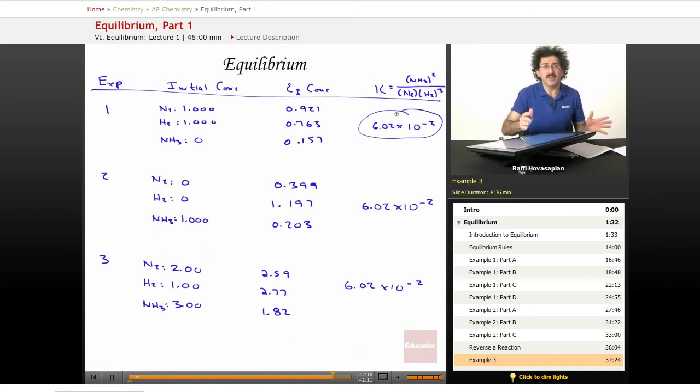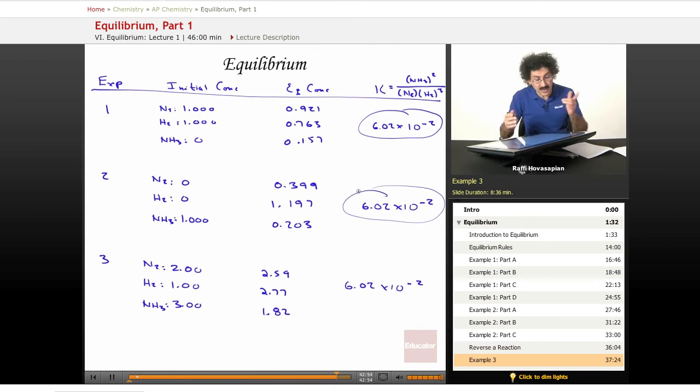Now, a whole different experiment. This time, the initial concentration of the nitrogen and hydrogen was 0. We just put ammonia in the flask, and we let the system come to equilibrium. In other words, the ammonia started decomposing. Now nitrogen and hydrogen are forming. At equilibrium, when the concentrations were constant and nothing was changing anymore, we measured the concentrations. Now the nitrogen is 0.399, hydrogen is 1.197, ammonia 0.203. Completely different equilibrium conditions. We started different, we ended at different concentrations. But notice, when we put these numbers into this expression, bam, 6.02 times 10 to the negative 2. The same number shows up.